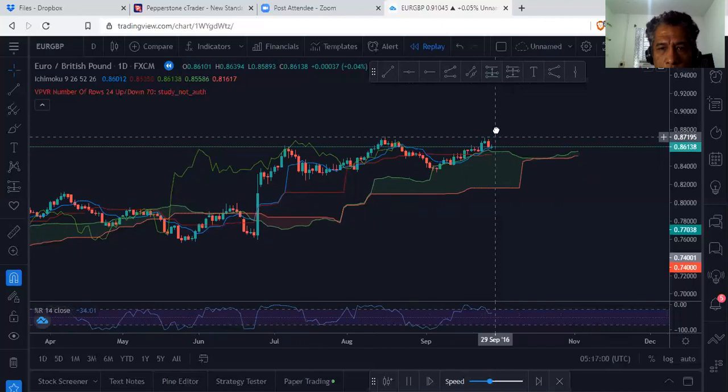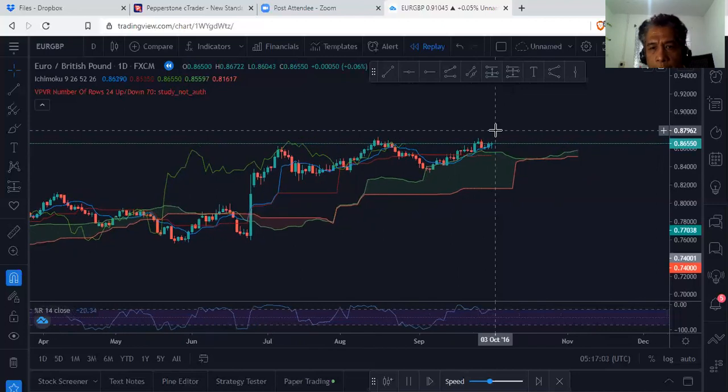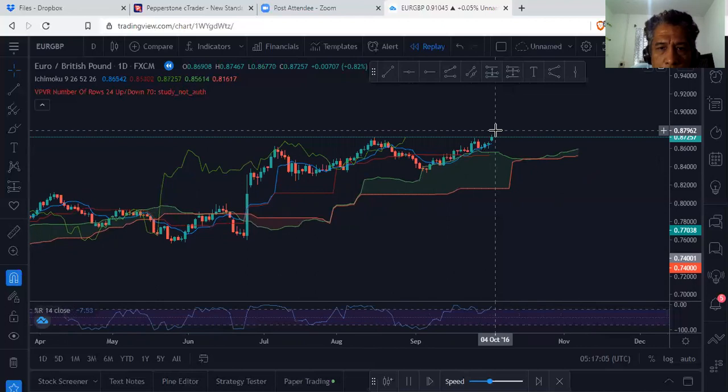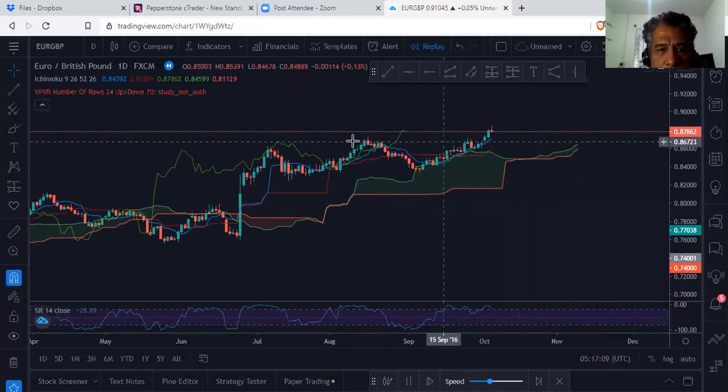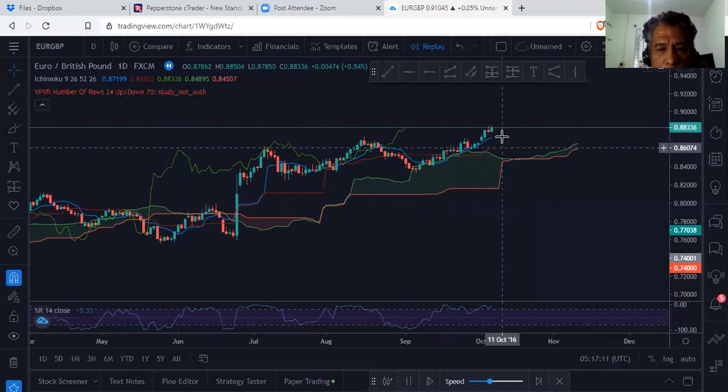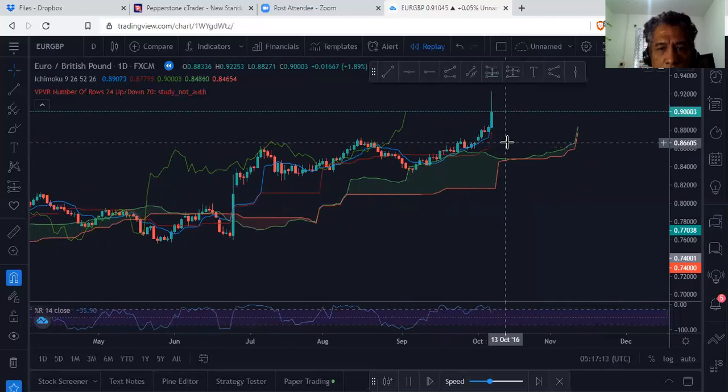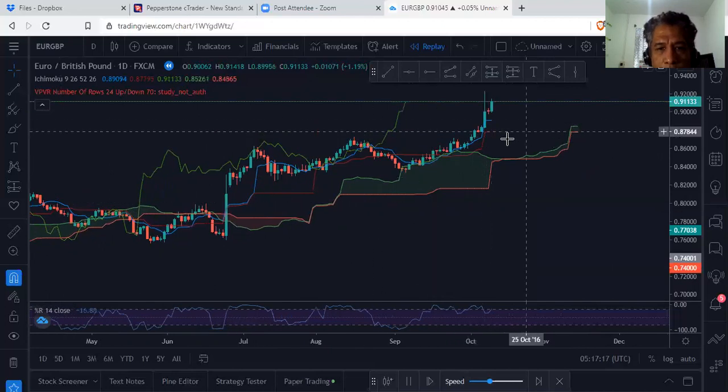So I sold it. Stop loss here. Let's see. One, two, three. Almost hit. Another loss. But it broke this area. I wait for a pullback. And it's a loss. So I already have five losses.